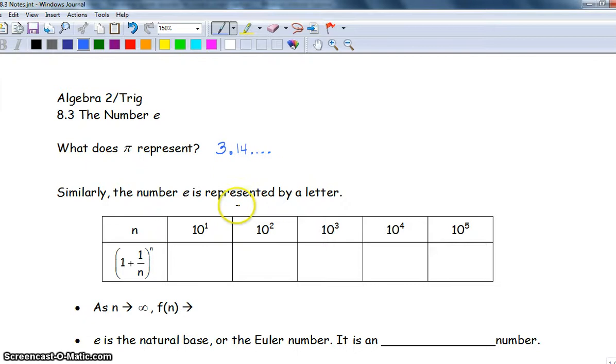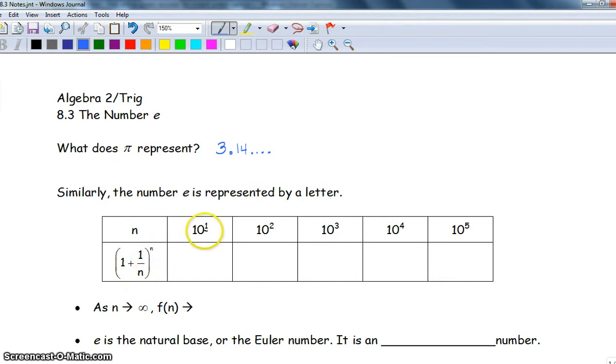We just use 3.14 to approximate the value. And since this number is going to go on forever and ever and ever, we use this symbol pi to represent its value. Just like that, we have the number e, and e is represented by a letter. So e is a number, just like pi is a number, 3.14. e is representing a given number. And that given number comes from the formula 1 plus 1 over n, all raised to the n power.